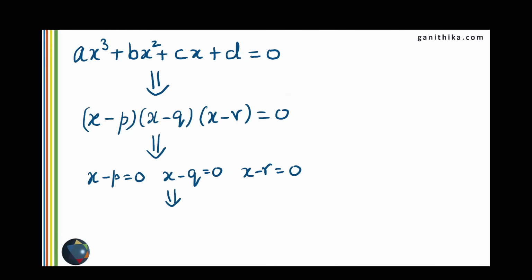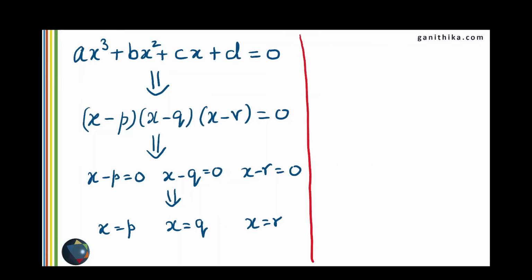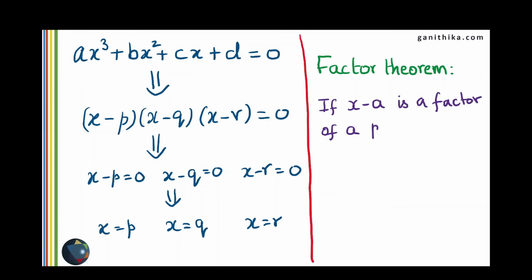You will get the roots as x is equal to p, x is equal to q and x is equal to r. These are the three values of the roots for the given cubic equation. In order to convert the equation into three linear factors, we use a theorem called the factor theorem, which states if x minus a is a factor of a polynomial p of x, then p of a equal to 0, which means if you substitute the x value as a in the equation, you will get the value as 0. Therefore, p of a equal to 0 gives you x minus a is a factor. This is what we are going to use to factorize the cubic equation.